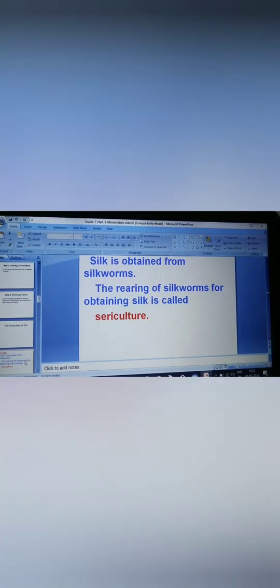We are going to study about silk. Silk is obtained from silkworms. The rearing of silkworms for obtaining silk is called sericulture. Please make a note in your notebook, children.